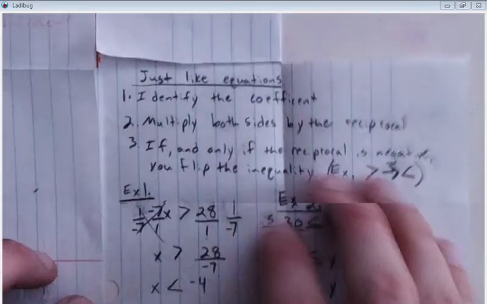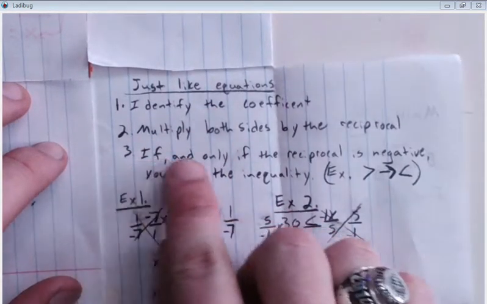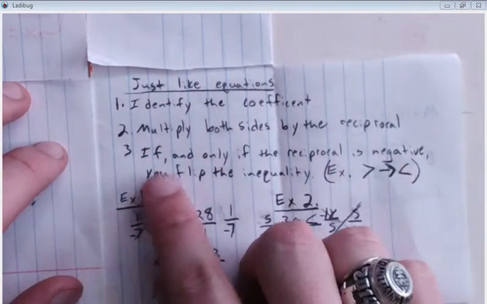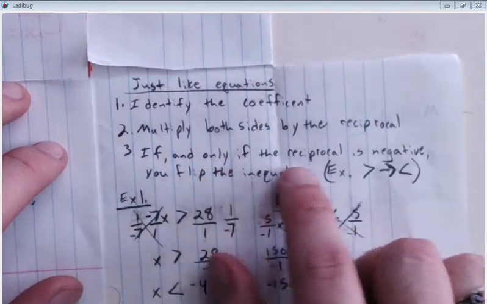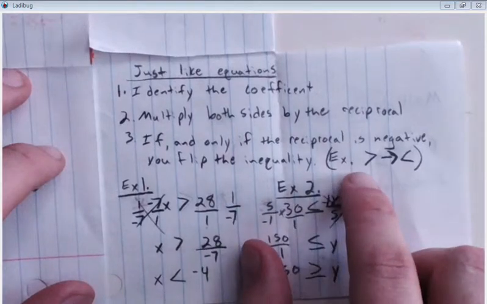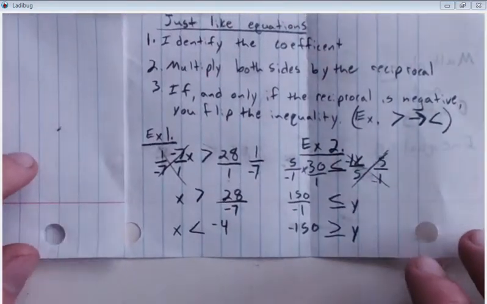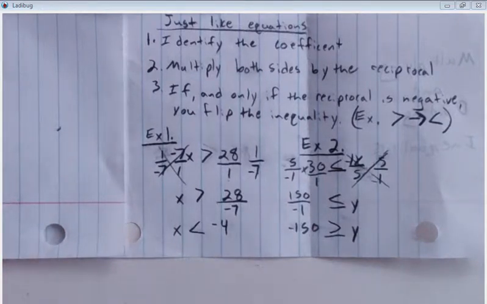Then open it up, and it's just like equations. Identify the coefficient, multiply both sides by the reciprocal. If and only if the reciprocal is negative, you flip the inequality at the very end. So for example, if it's a greater than, it becomes a less than. So go ahead and pause the video, copy down these two examples I've got, and we'll move on shortly.